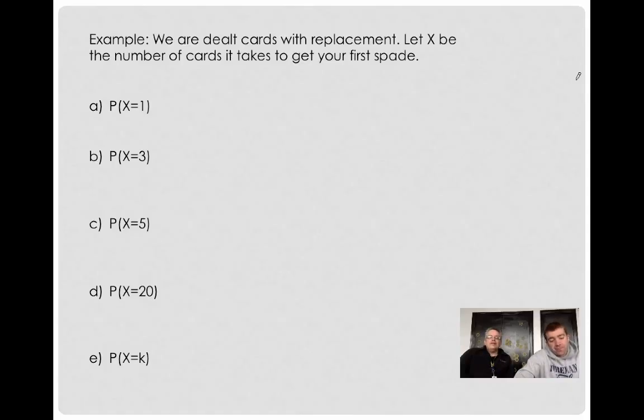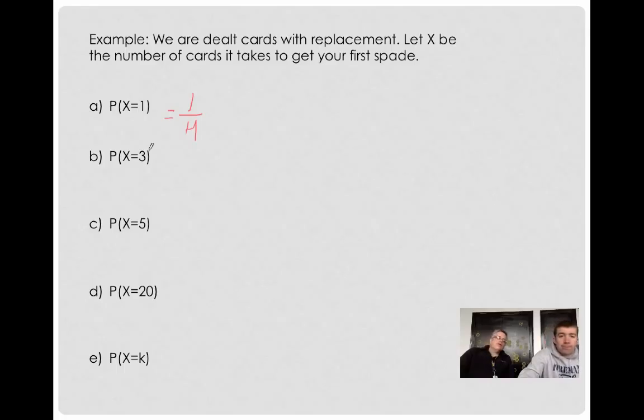We are dealt cards with replacement from a deck. So suppose we're dealt cards. Each card is dealt, put back in the deck, and shuffled. Let X be the number of cards it takes to get the first spade. So we're waiting for a spade to happen. If it happened on the first time, that would just be the probability of getting a spade, so the probability X equals 1. You've got to think what that means. That means the first card is the spade, and there's a 1/4 chance that that'll happen.